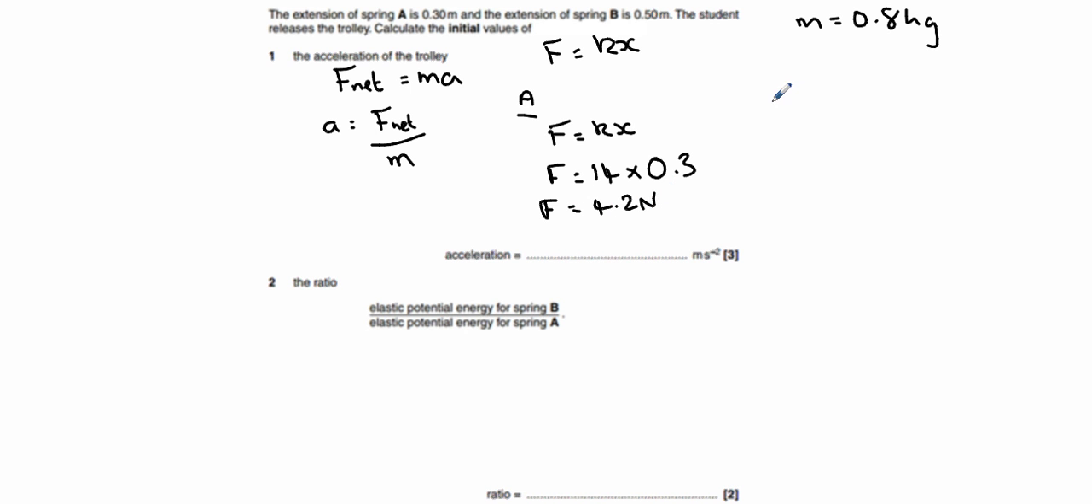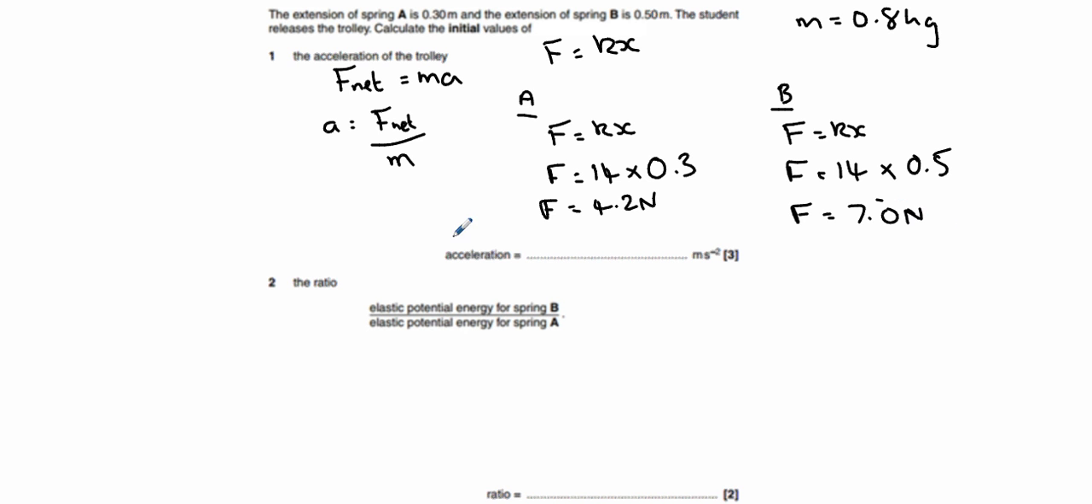Now we need to work out the restoring force from spring B. Again, that's going to be F equals kx, which is going to be equal to 14 because they're identical springs, times x for spring B, that's 0.5. So F equals 7 newtons.